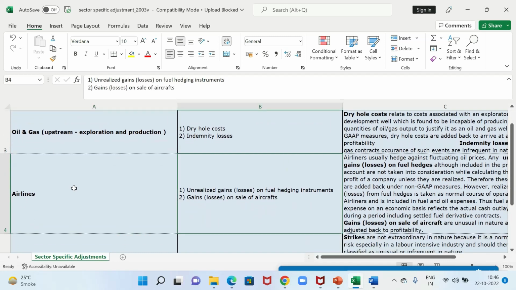Airlines. Unrealized gain on hedging of fuel instruments, gain on sale of aircraft. The company is not into hedging or derivative instruments. Nowadays, derivatives are considered my normal course of action because everyone is globalized. Earlier we were not globalized, so earlier we used to consider this one-off. Now it is not considered as one-off.